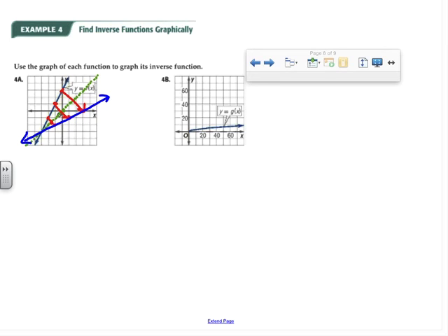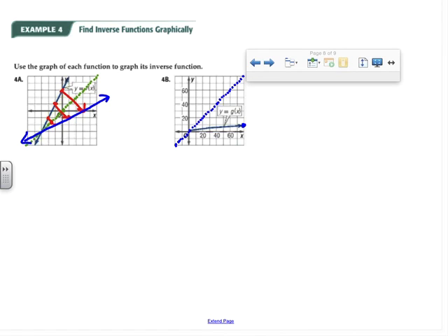We start the next example off along the same lines by graphing the line of reflection, which is y equals x. So that's this line here. And taking a few points from the function g of x and reflecting them over that blue line that I've just given you. Okay, so this one's a little bit more challenging.